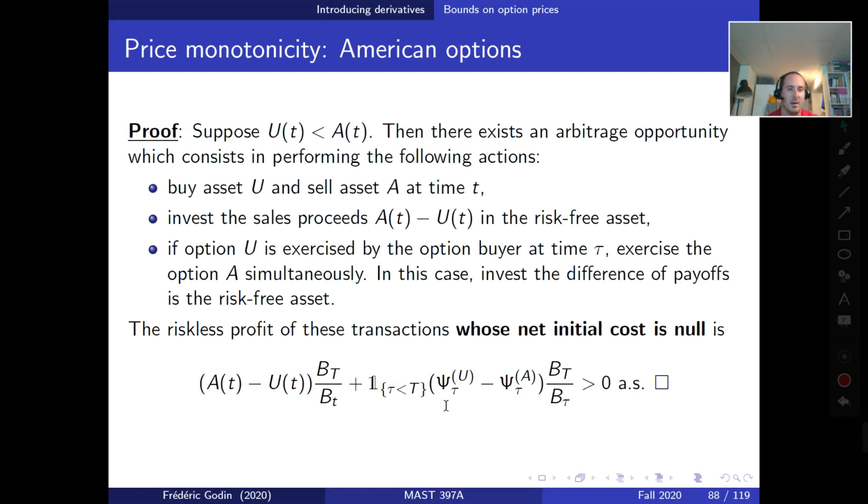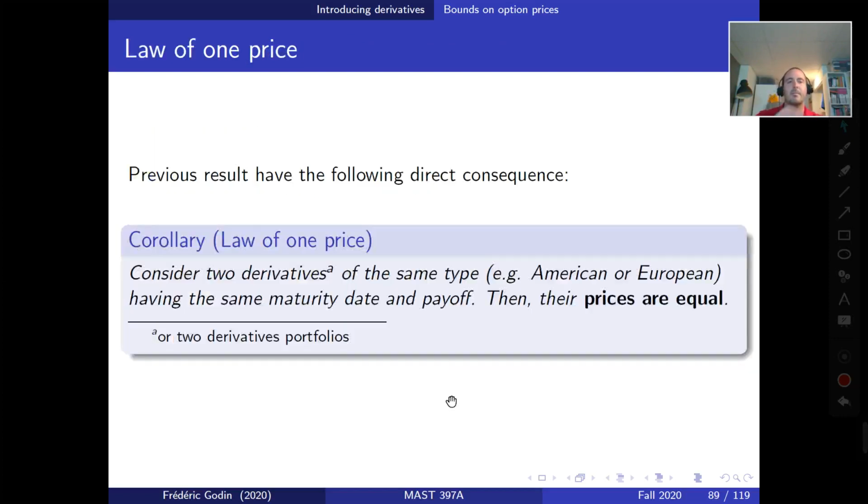So this is not only a payoff, a profit which is strictly greater than 0. So this is an arbitrage opportunity. Then there's a third result which is kind of obvious, but that we can prove formally. Before that, this result is called the law of one price.